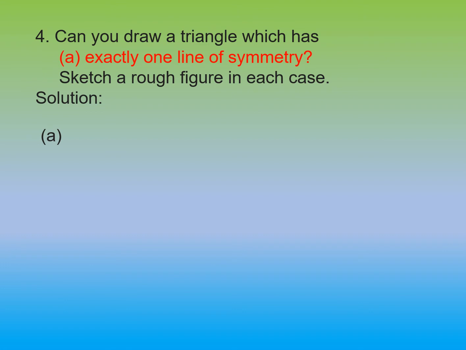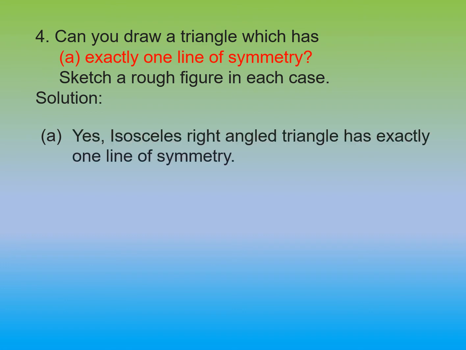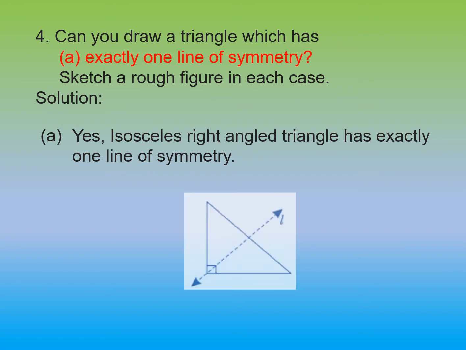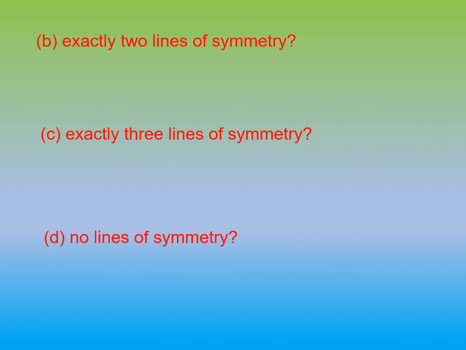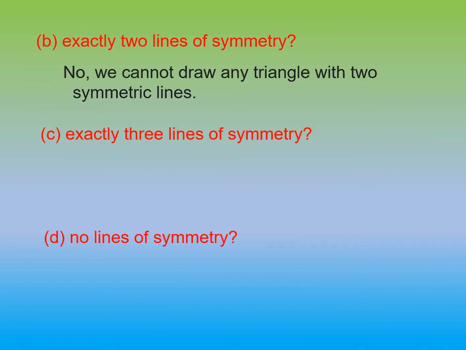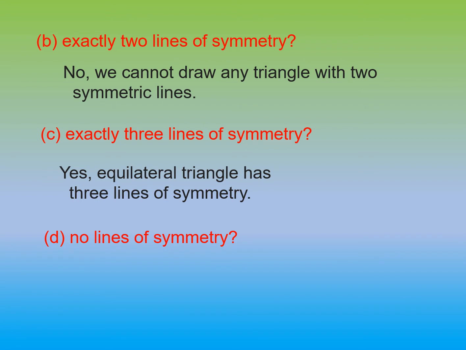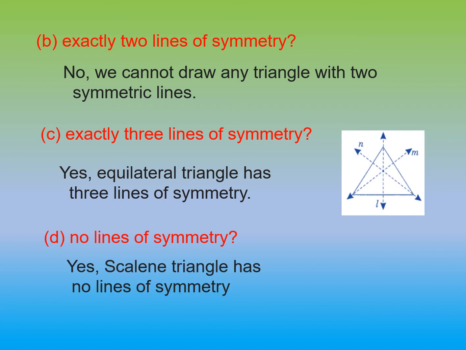Can you draw a triangle which has exactly 1 line of symmetry? Yes, one just now we saw, isn't it? Isosceles triangle, it has only 1 line of symmetry. Exactly 2 lines of symmetry? No, we cannot draw any triangle with 2 lines of symmetry, isn't it? Now third one, yes, equilateral triangle has 3 lines of symmetry. So the picture will look like this. Then scalene triangle has no line of symmetry.